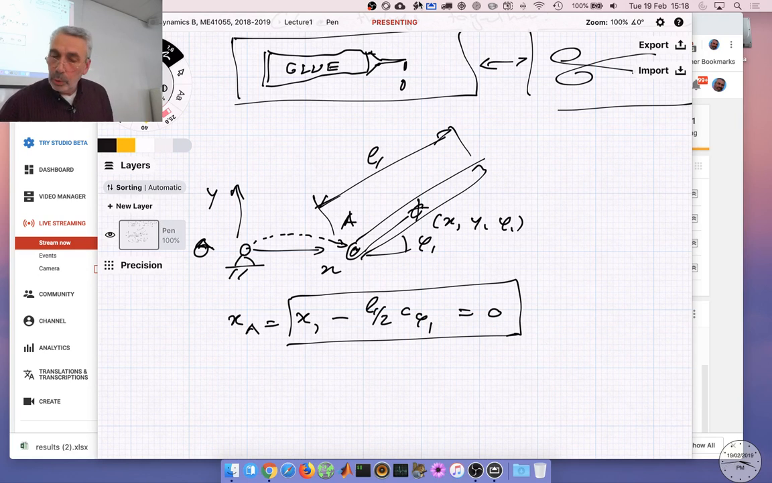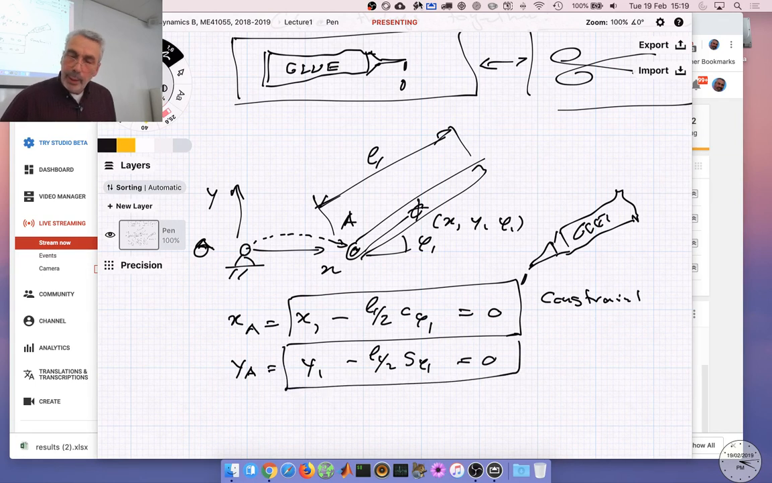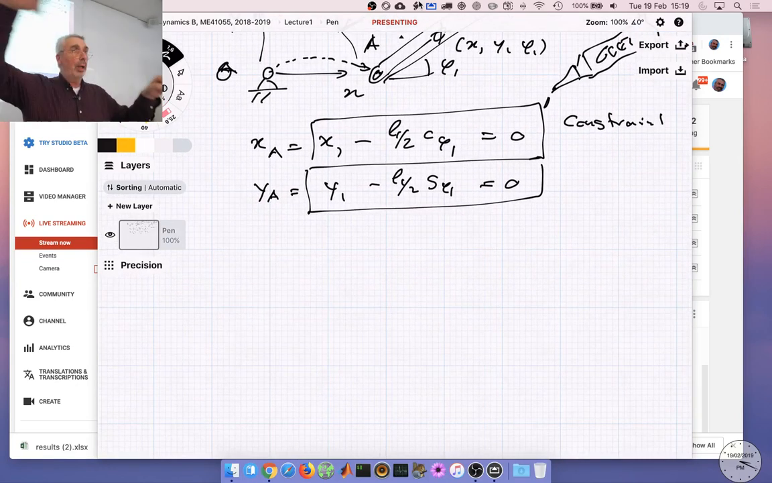That's what we call a constraint. So this is your glue. This equation. And of course you made 4 cuts in total. There's also a vertical position there, y1 minus L1 over 2 sine phi 1, and that should also be 0. And again, we have glue for that.